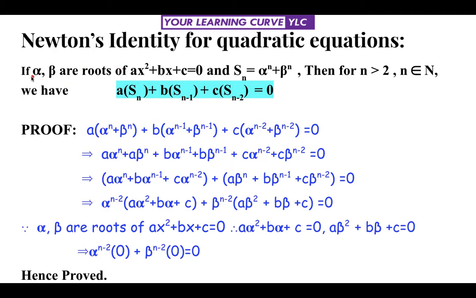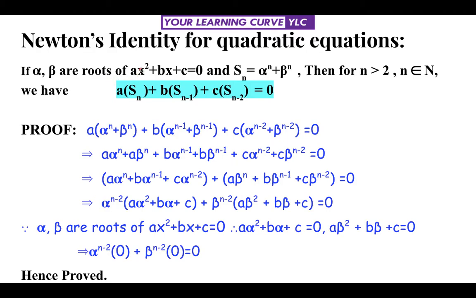In this property, what we say, if alpha and beta are roots of the equation ax square plus bx plus c equal to 0, and we define a term Sn which is equal to alpha to the power n plus beta to the power n, where n is greater than 2. Remember, this is only applicable for n greater than 2, not less than or equal to 2, and n must be a natural number. For example, alpha cube plus beta cube, alpha to the power 5 plus beta to the power 5, alpha to the power 10 plus beta to the power 10. For those type of values, you can always say that this relation will hold true.